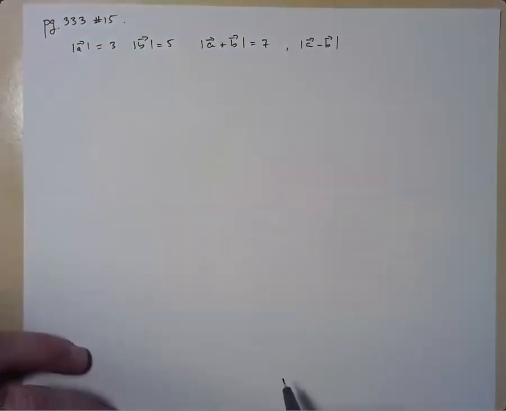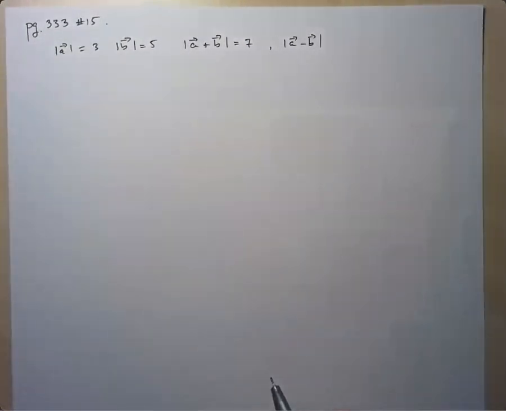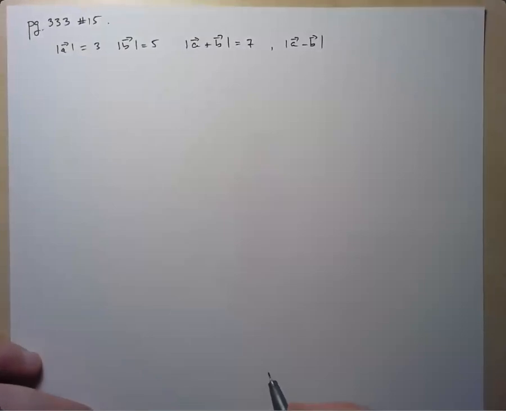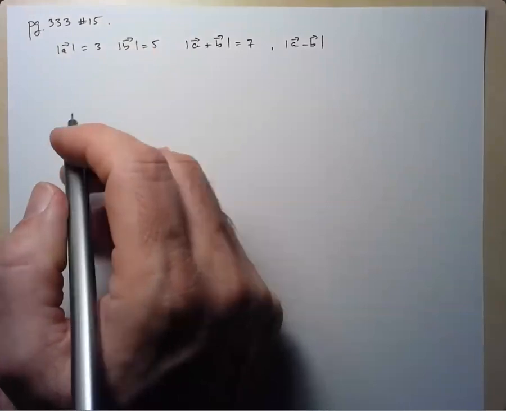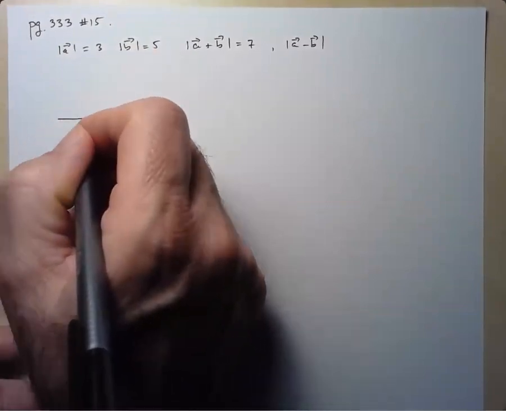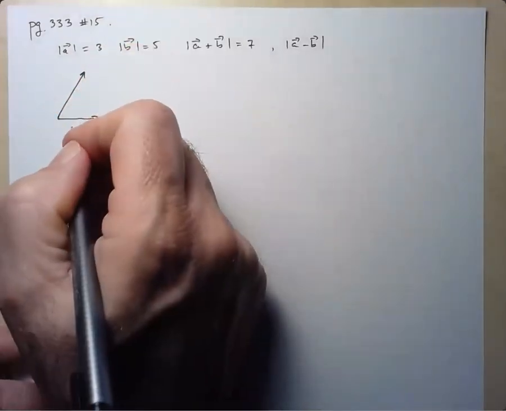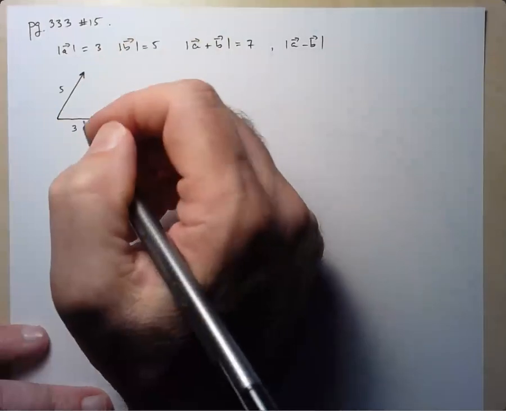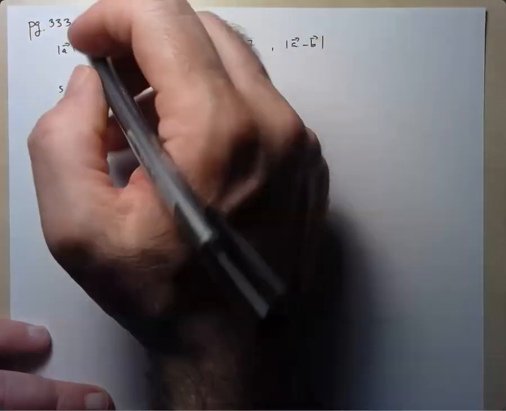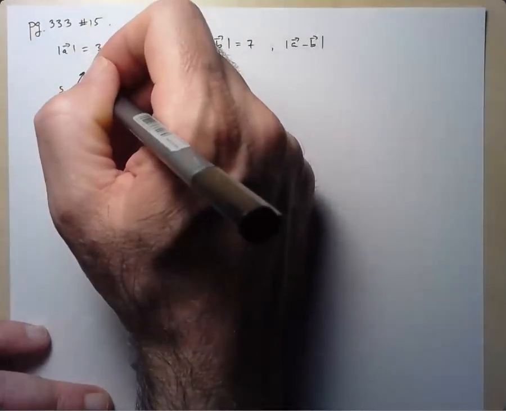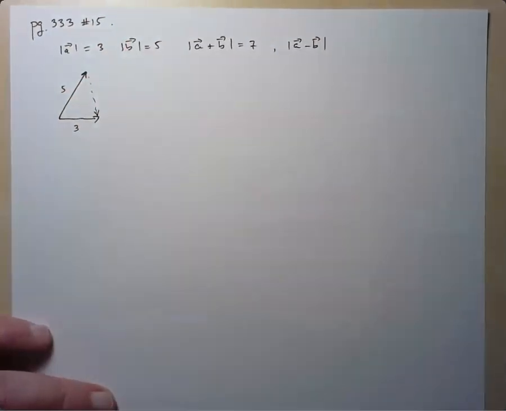So this is yet again one of these questions where a really good diagram is going to be helpful. Let's put down what we're looking for. We're looking for A minus B. Let's say this is A and this is B. Here we have 3 and 5. What we're looking for is the magnitude of A minus B, from the second to the first.